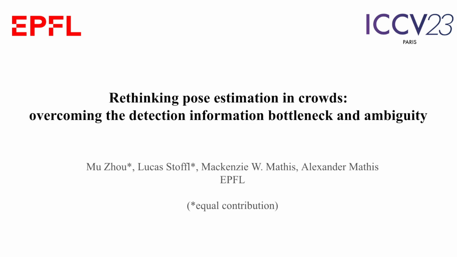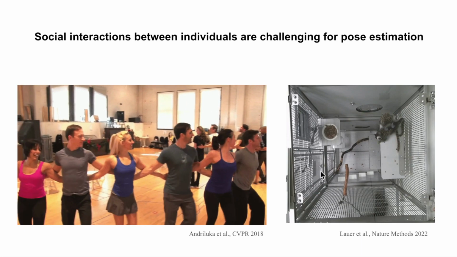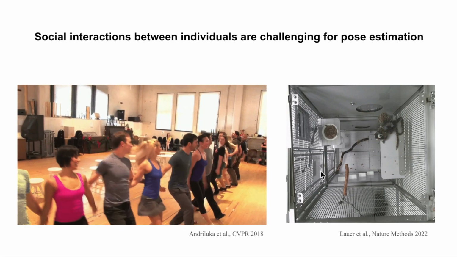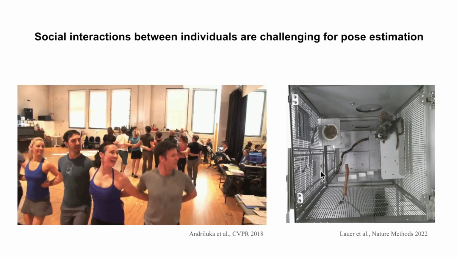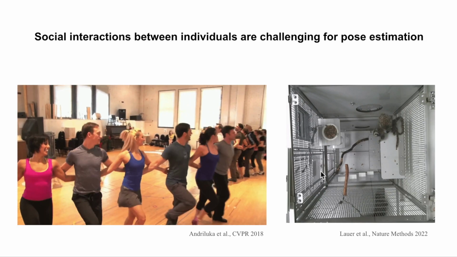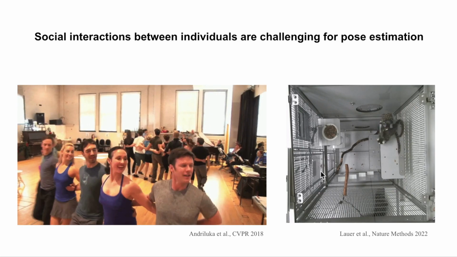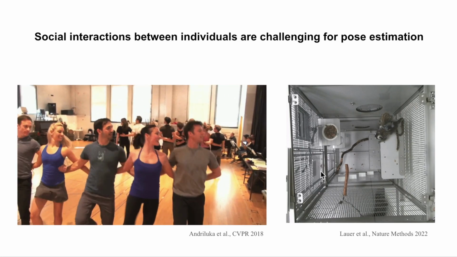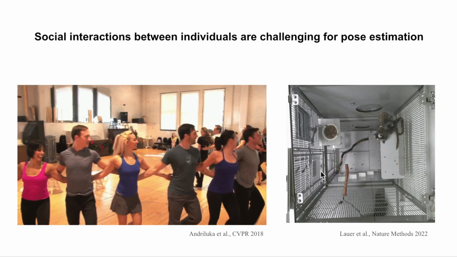In this video, we will introduce our paper, Rethinking Pose Estimation in Crowds: Overcoming the Detection Information Bottleneck and Ambiguity. Multi-instance pose estimation aims to detect each individual with all their visible body parts. One major challenge is the frequent and close interactions between individuals, especially in crowded scenes, leading to occlusions that complicate accurate localization and body part grouping.